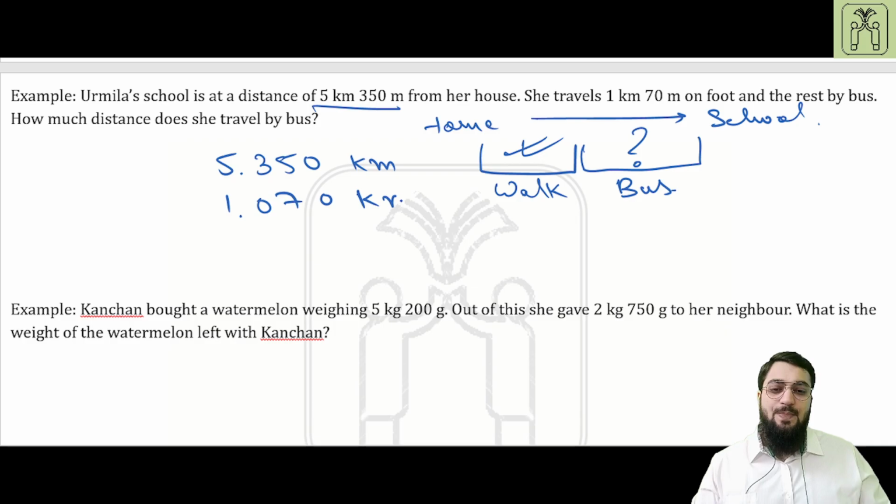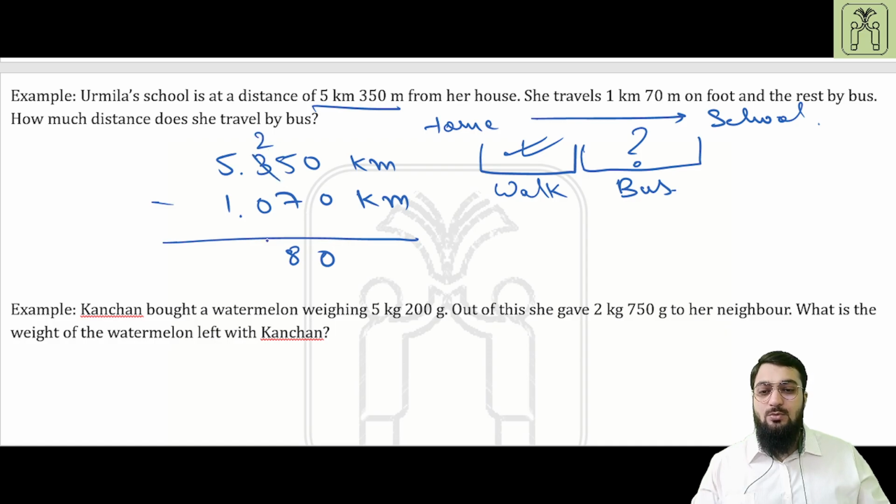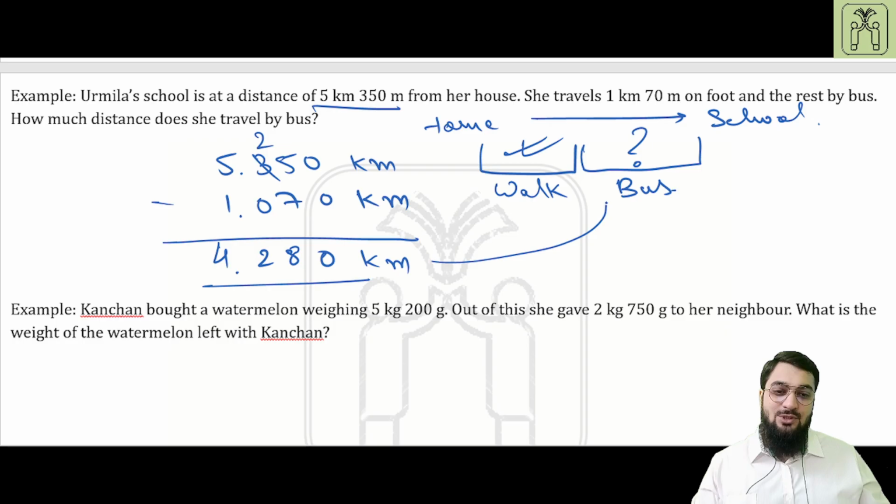So you will write 1.070 kilometer, and then you will just subtract it, minus sign, 0 minus 0, 5 minus 7 will give you, 7 7s are 14, 8, and then this will become 2, 2 minus 0 will become 2, 5 minus 1 will become 4. So therefore 4.280 kilometers is the total distance which she travels by bus.